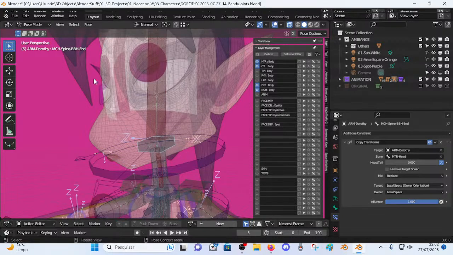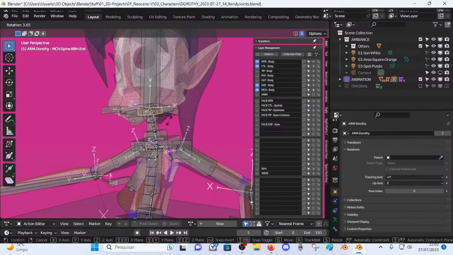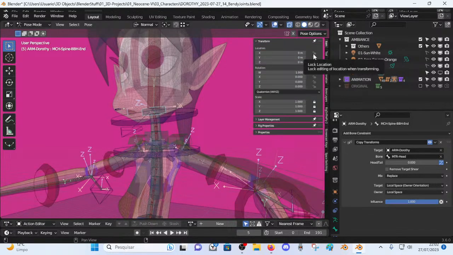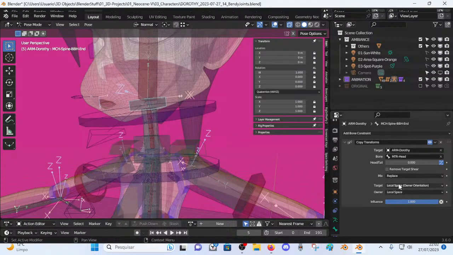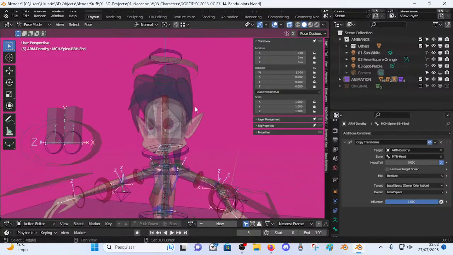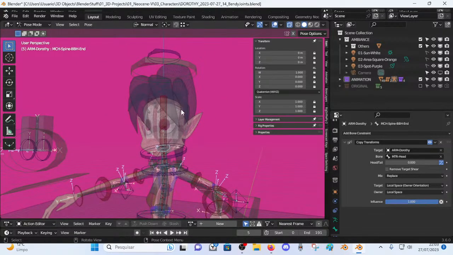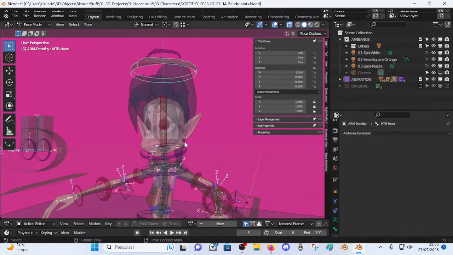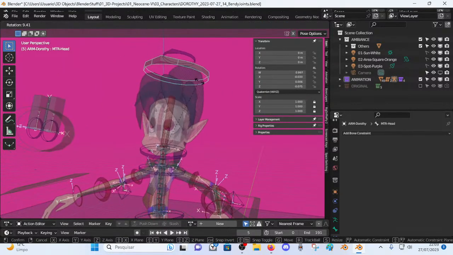And then there is this bone, which is actually the mechanical bone. It is locked. No, I didn't lock it, but whatever. It is copying transforms at its starting position anyway, with target local space and orientation local space, whatever, to the master head bone also. I don't even remember that. So what happens is that it will also help in following this thing.